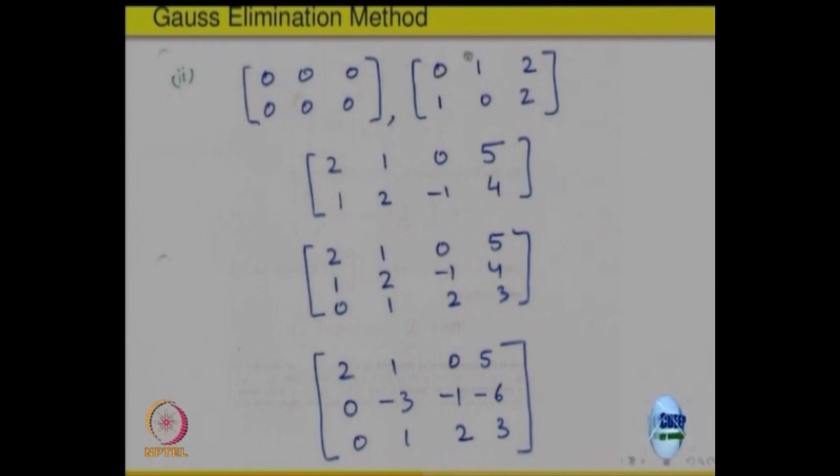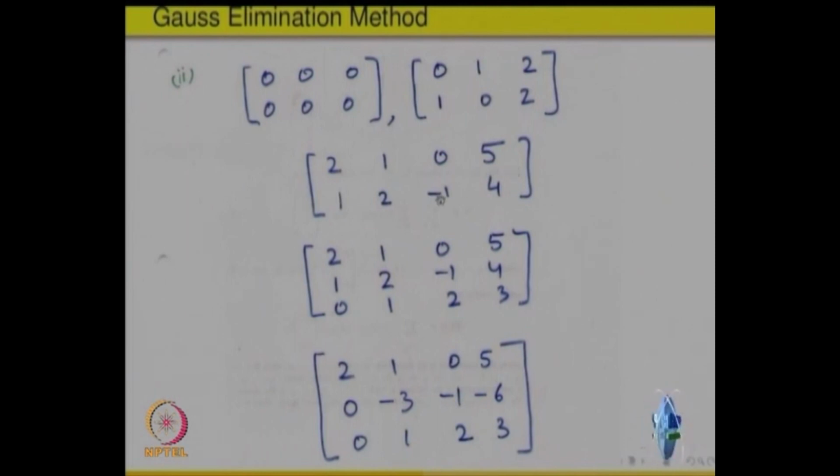For example, let us look at this one: 0 1 2 the first row, 1 0 2 the second row. Here the first non-zero entry in the first row is coming at the second column, but in the next row it is coming at the first place itself. So, this is not in the row echelon form. If I wanted to bring it in the row echelon form, I will interchange these two rows. I will take it up and bring it down. Okay. What about this one?